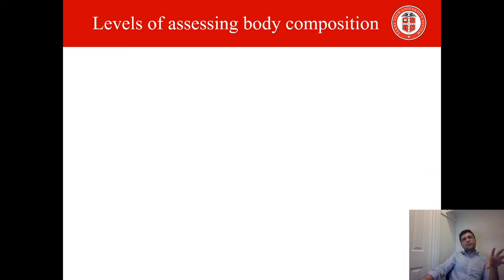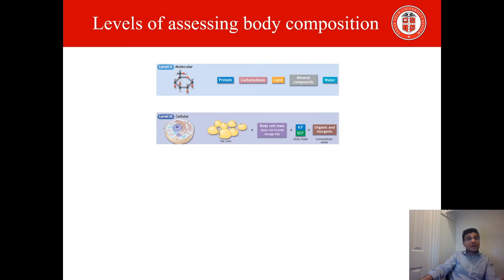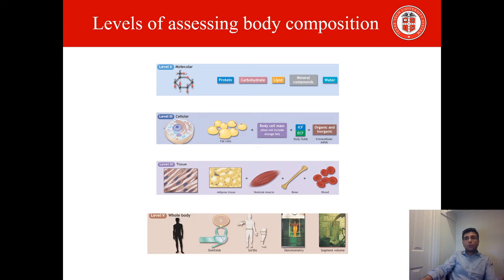Now, before we start discussing each of those techniques, I want you to understand the level at which we are assessing body composition. In general, you can assess body composition at a molecular level, if you are talking about the proteins, the carbohydrates, and the fats. You can determine it at the cellular level, if you are combining them in the form of cells or in the form of tissues. You can also determine them in the form of skeletal muscles, maybe smooth muscle, the cardiac muscle, or the bone, or we can determine them as a whole in our body.